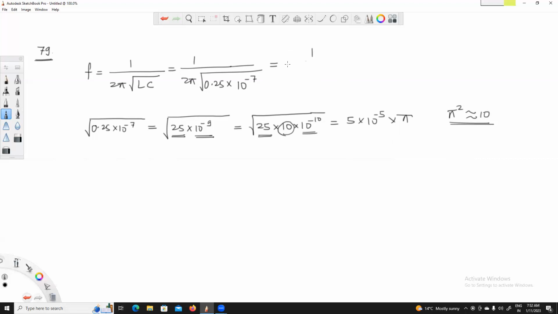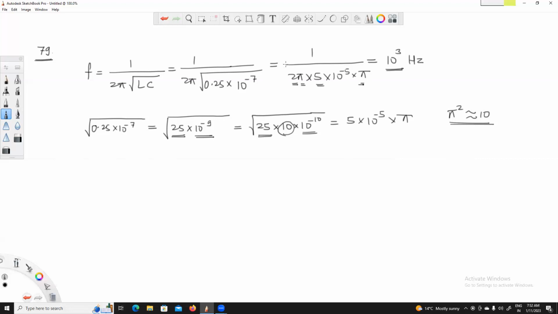Let me write again here: 1 upon 2 pi into the square root term, which is now 5 into 10 raised to minus 5 into pi. So 5 into 2 is 10, pi into pi is pi squared, and pi squared is again 10. 10 into 10 is 10 raised to 2, into 10 raised to minus 5 gives 10 raised to minus 3 in the denominator, so the numerator is 10 raised to 3. This is approximately 10 raised to 3 hertz.